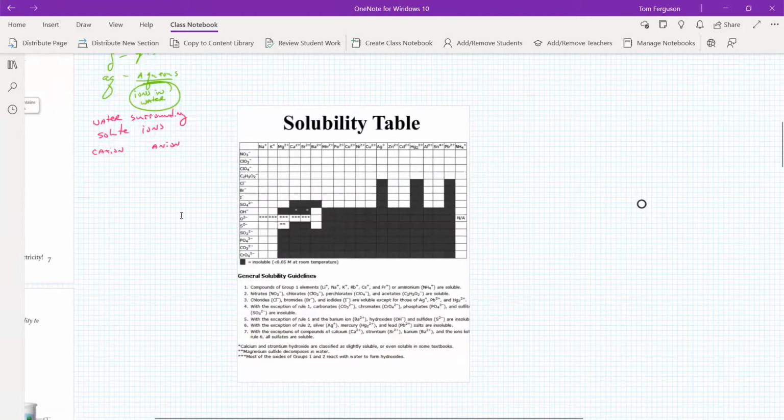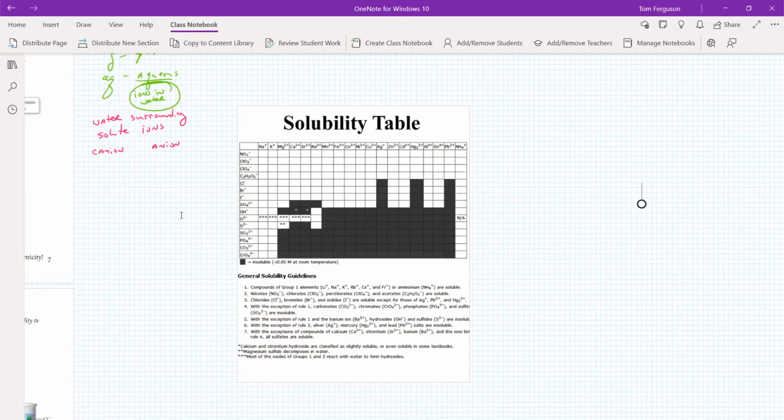Okay, I gave you something called a solubility table. If you go online and look up solubility table, you'll get 20 versions of this. This is the one I like to use because it's graphic. It's one or the other. And when you get into 400, you'll see this gray in there. But for our class, it's either white or black.